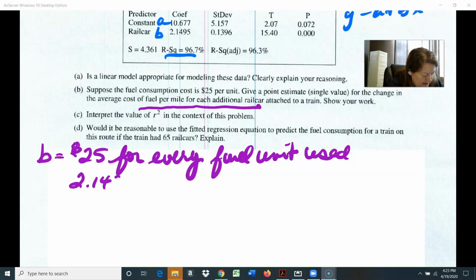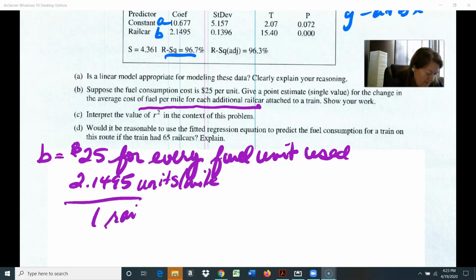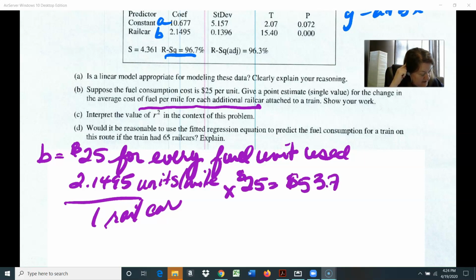2.1495 would have been fuel units per mile per one rail car. So if we would have explained that as slope, we would have said for every one rail car that increases, we would have an additional 2 units per mile, right? Now they're applying a dollar amount to those units per mile. So I'm going to multiply that by $25. And if I multiply that together, I would get $53.75 per mile for each individual rail car.